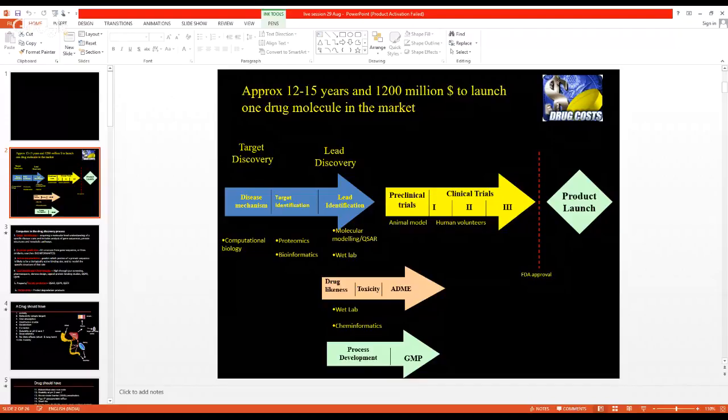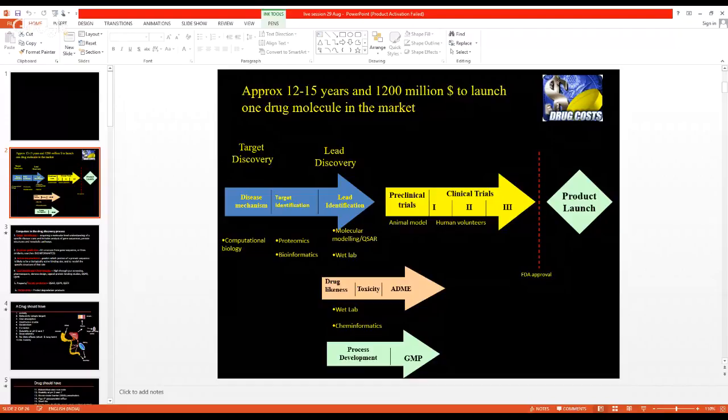So in addition, the metabolites also should not be toxic, because we are talking about a drug which gets metabolized in the liver through phase 1 and phase 2 biotransformation. So there could be a lot of side products which are formed. That also should not be toxic.